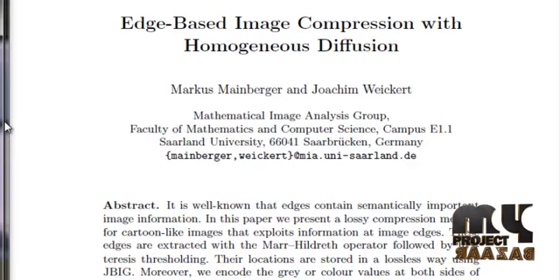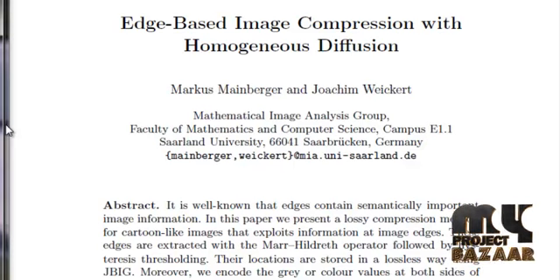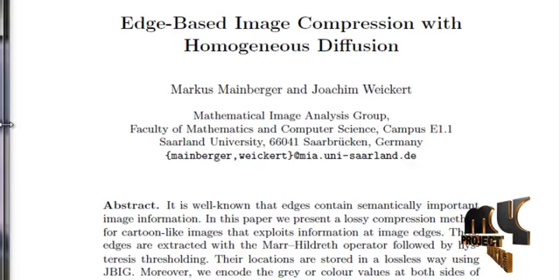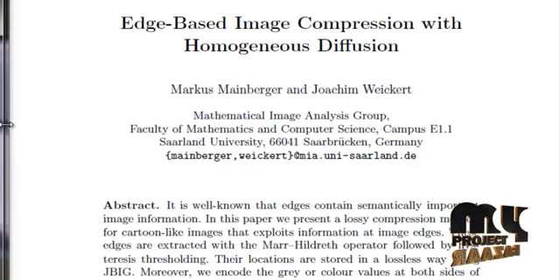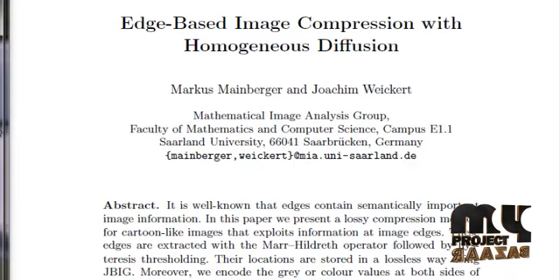In this process, it is well known that edges contain semantically important image information. In this paper, we present a lossy compression method for images that exploits information at image edges. These edges are extracted with the Marr-Hildreth operator followed by heuristic thresholding. The locations are stored in a lossless way using JBIG.